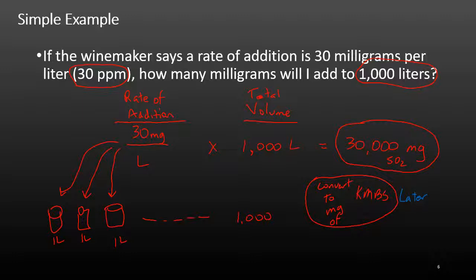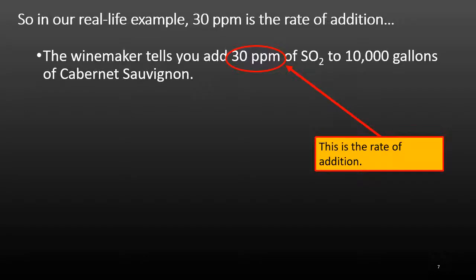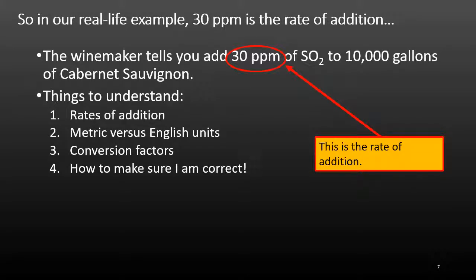This is a simple example of how you can apply a rate of addition to a total volume. So in a real-life example, the winemaker tells you to add 30 parts per million of SO2 to 10,000 gallons. So the 30 parts per million is the rate of addition. Okay? So get comfortable with that. So that is rate of addition.